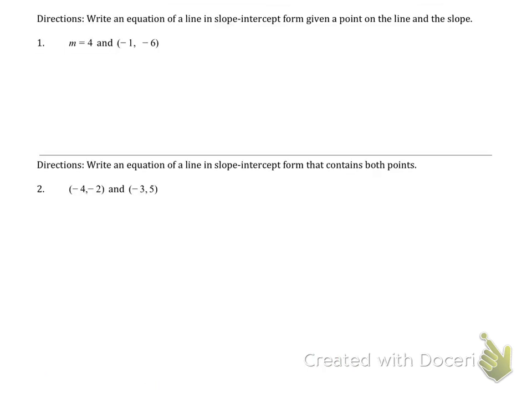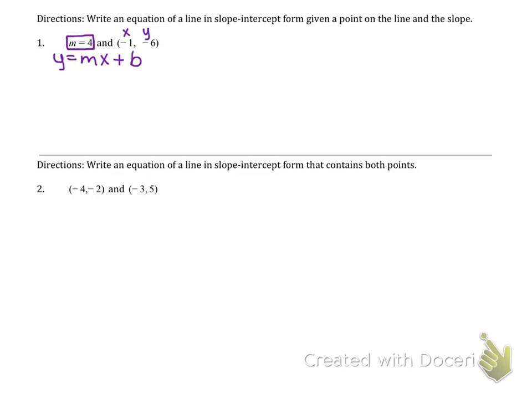For the first example, the directions state, write an equation of a line in slope-intercept form given a point on the line and the slope. So for this one, we already gave you the slope, and the slope is 4. So the first thing I'm going to do is I'm going to write the equation y equals mx plus b. That's the form that we want our equation to be in. We have our slope already. I'm going to label my point x, y.